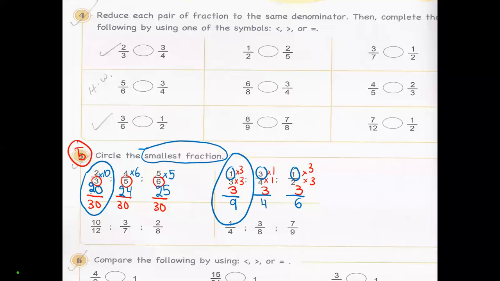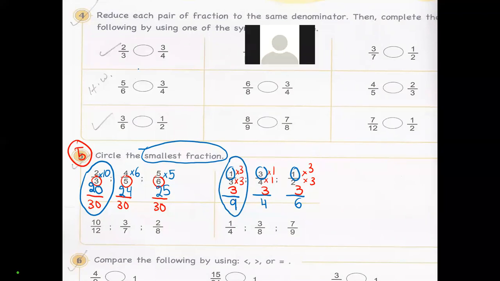But if you are finding a common denominator, no need to reverse them. The smallest fraction has the smallest numerator. But if you are finding the same numerators, the smallest fraction has the greatest denominator. Okay? So 3/9 is the smallest, which means 1/3 is the smallest fraction. Like this, we will solve it as a common numerator or a common denominator. Both ways are correct.